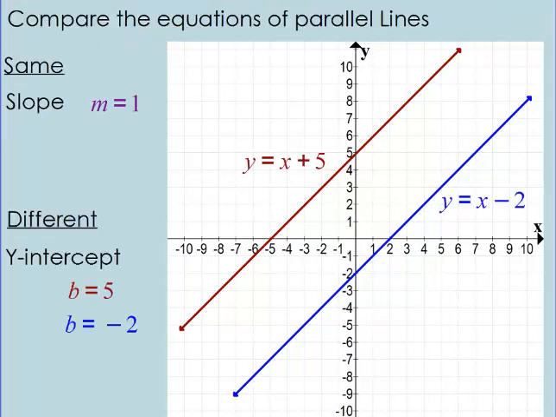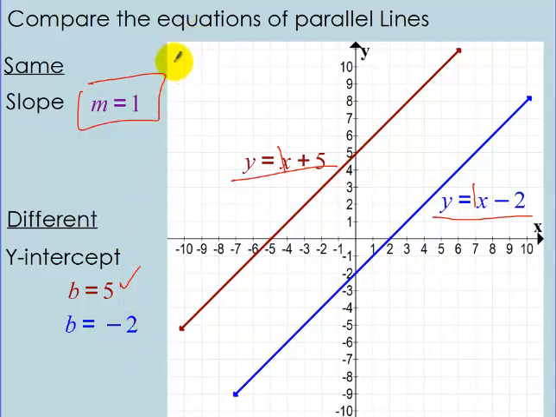So let's compare the equations of parallel lines. I've got the equations for the first one, y equals x plus 5. The second one, y equals x minus 2. What you'll notice about parallel lines is they'll have the same slope. In this case, m, the slope, actually equals 1 for both equations. What's going to be different in parallel lines is the y-intercept. For the first one, y-intercept b equals 5, and then the y-intercept for the second one equals negative 2.